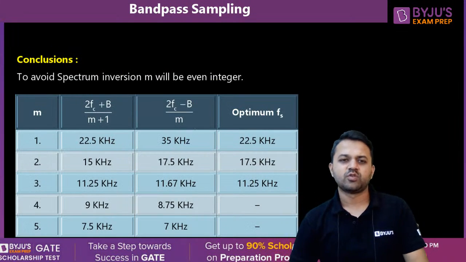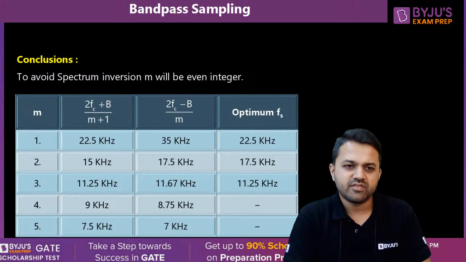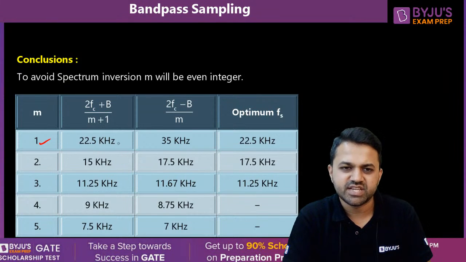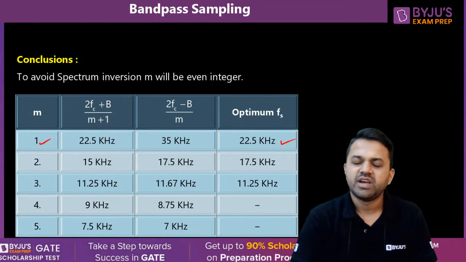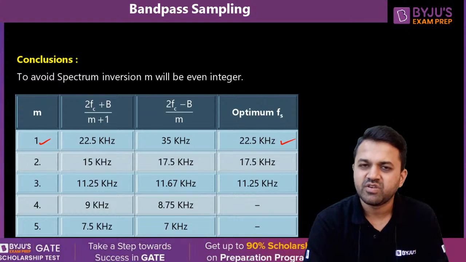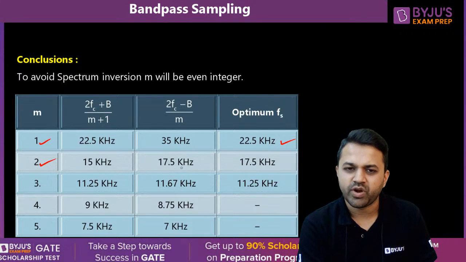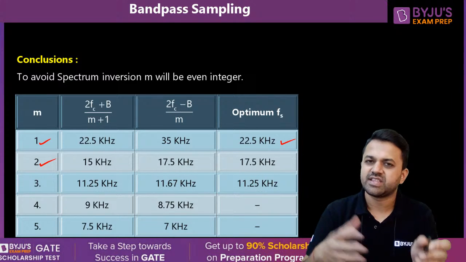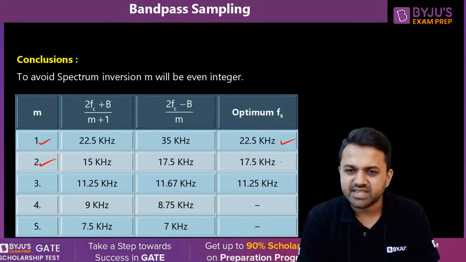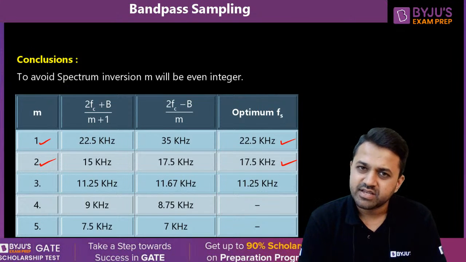Now if I conclude through the table, then for m equal to 1, we have 2fc plus b upon m plus 1, ranging from 22.5 to 35. In these two frequencies, which one was optimum? We said 22.5 gives the original spectrum with spectrum inversion. When we choose m equal to 2, it ranges from 15 to 17.5, but 17.5 was giving the spectrum near the origin. So we said 17.5 will be the better sampling frequency.